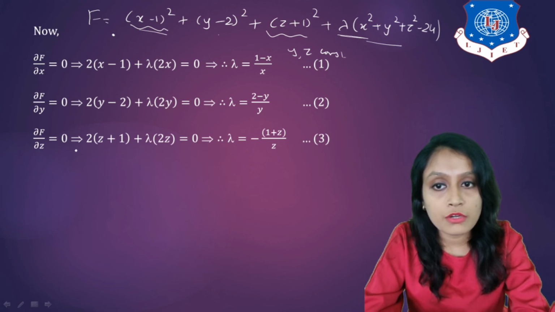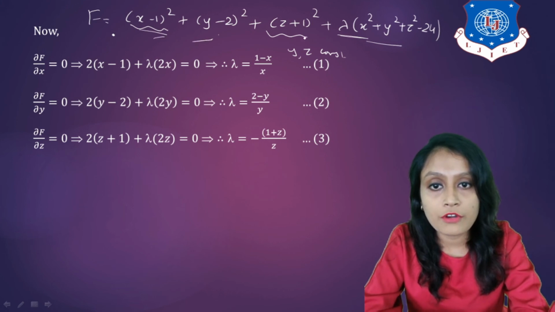Now differentiate f with respect to z and equate it to 0. So from this equation these two terms are 0, and from here you will get 2 into (z plus 1) plus lambda times 2z is equal to 0. Again we have to make lambda the subject, so you will get lambda equals to minus (1 plus z) upon z. Give it number 3.